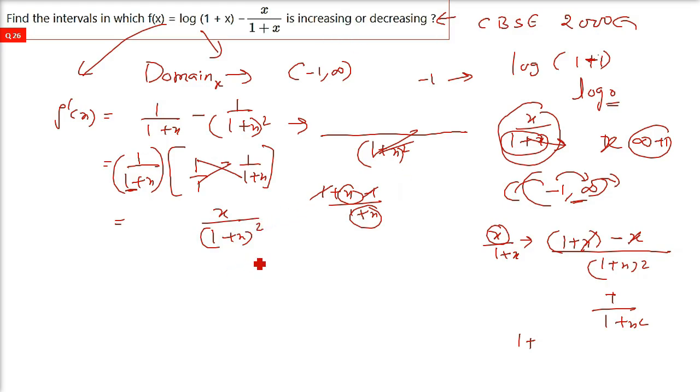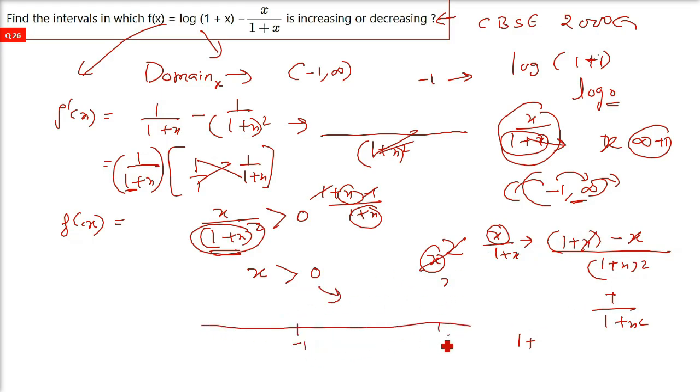Now you just see, if you want to show it increasing, it has to be greater than 0. If you want to show it decreasing, it has to be less than 0. This is very much in your mind. But please remember, the domain is only from negative 1 to infinity. x cannot be negative 1. It is always higher than negative 1. So minus 1 to infinity was the domain. So this (1 plus x) whole square will always be positive.